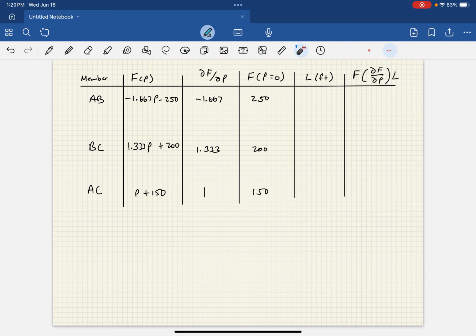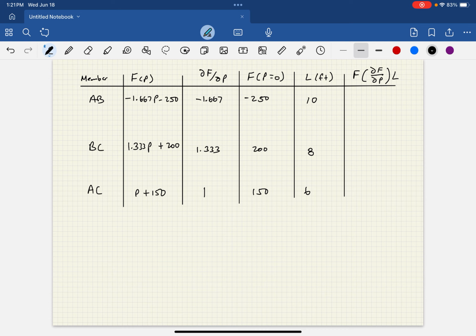How did I get that so fast? Well, I just set P equal to 0 back in this column, and I'm left with these constants. Be very careful here. I almost missed that negative. That's negative 250, right? Negative 250. Those lengths are 10 feet, 8 feet, and 6 feet.